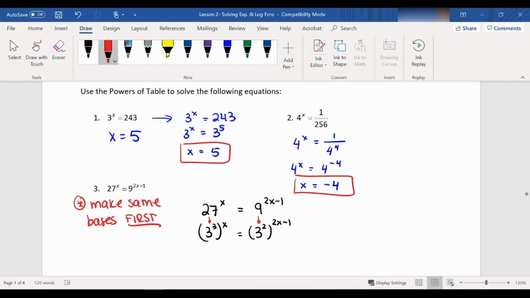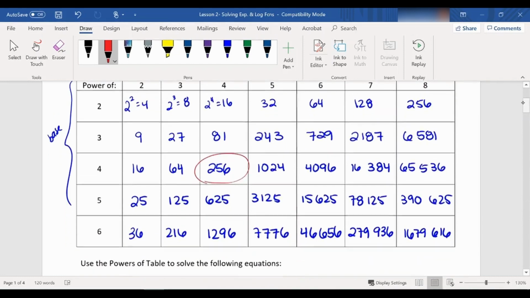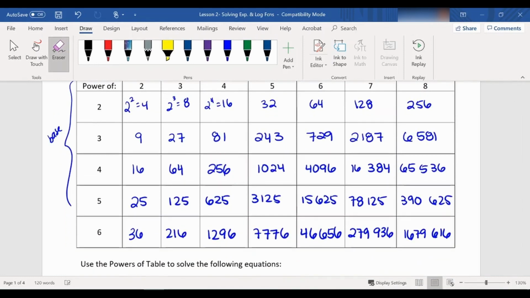If I'm using my chart, what I'm really doing is looking for what row I have 9 and 27 in. So this is the base I can use. I can use a base of 3 to rewrite both these numbers.